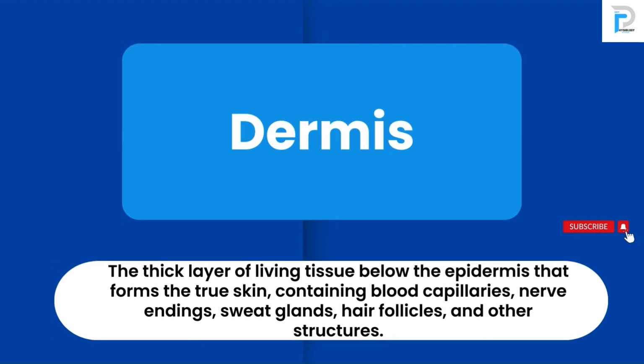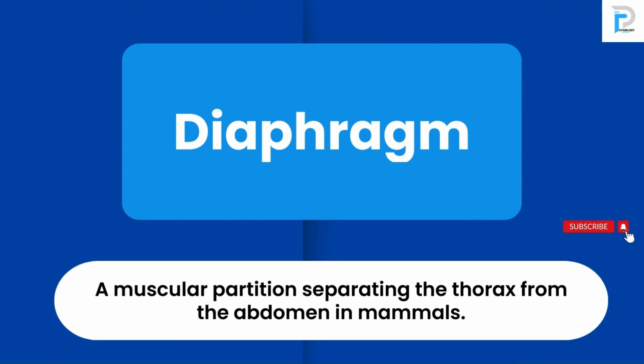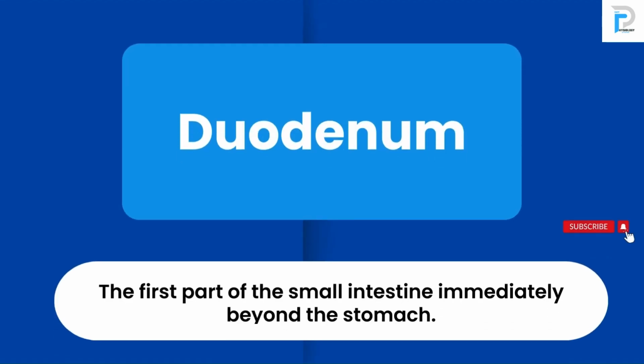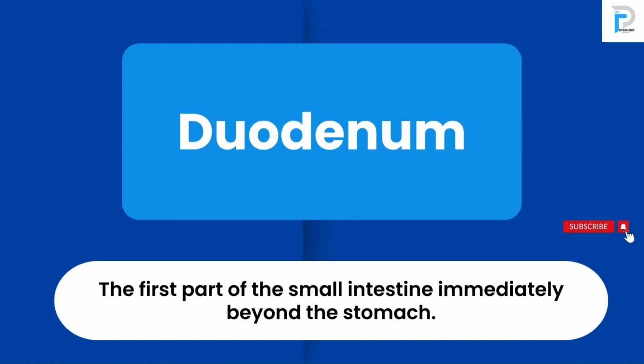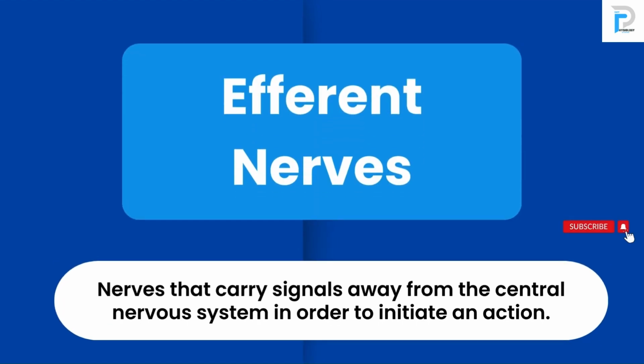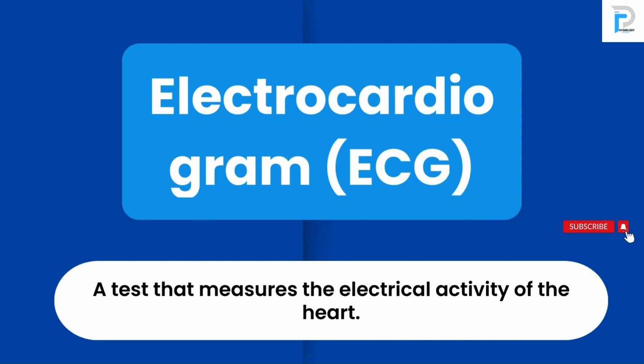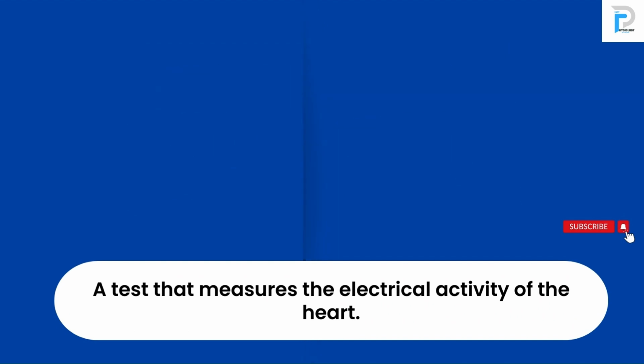Dermis: the thick layer of living tissue below the epidermis that forms the true skin, containing blood capillaries, nerve endings, sweat glands, hair follicles, and other structures. Diaphragm: a muscular partition separating the thorax from the abdomen in mammals. Duodenum: the first part of the small intestine immediately beyond the stomach. Efferent nerves: nerves that carry signals away from the central nervous system in order to initiate an action. Electrocardiogram, ECG: a test that measures the electrical activity of the heart.